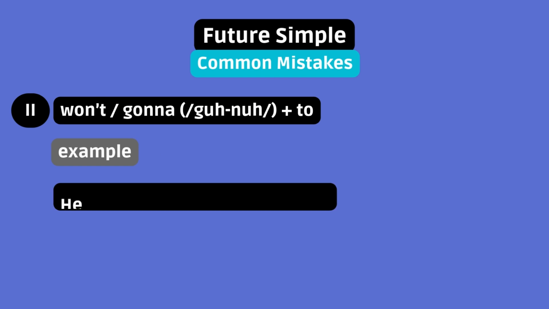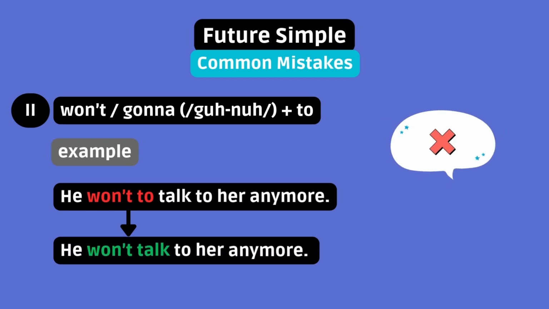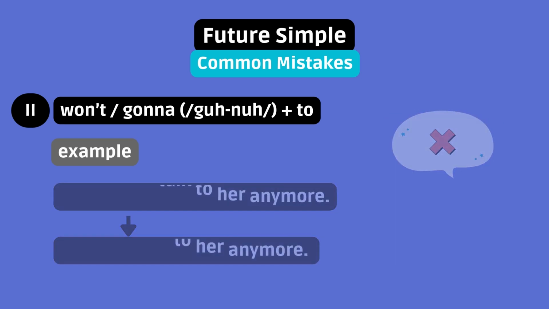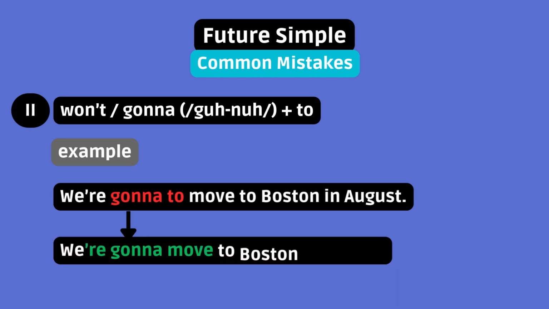Example, he won't to talk to her anymore. Should be, he won't talk to her anymore. We're gonna to move to Boston in August. Should be, we're gonna move to Boston in August.